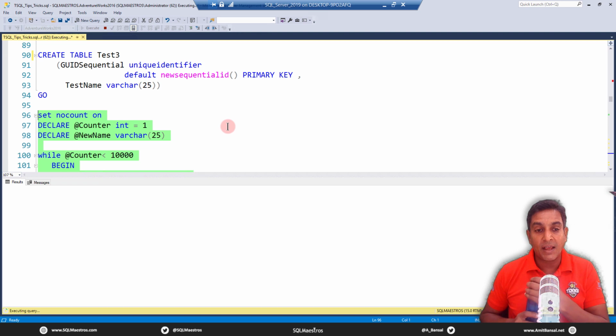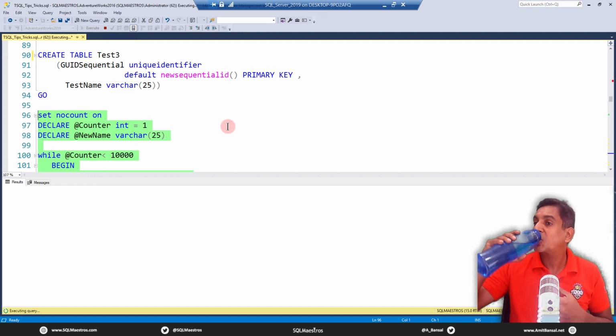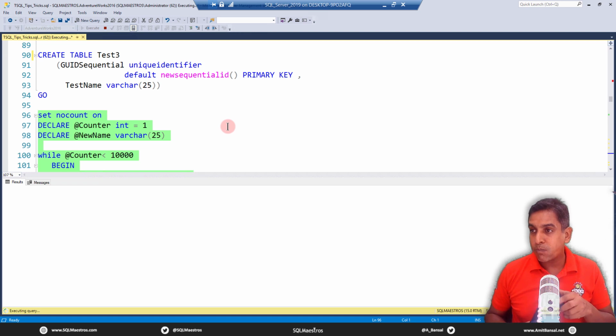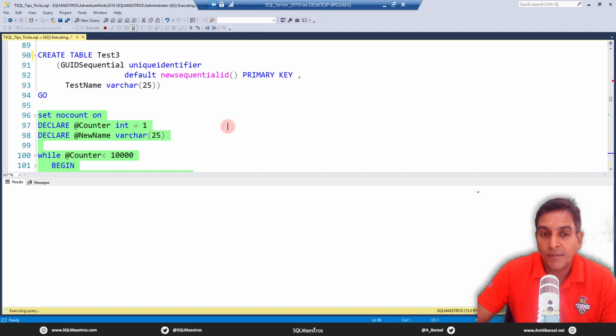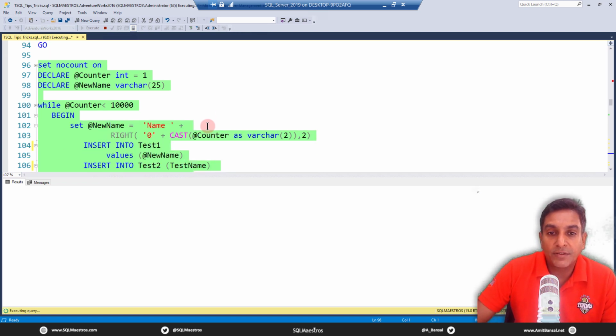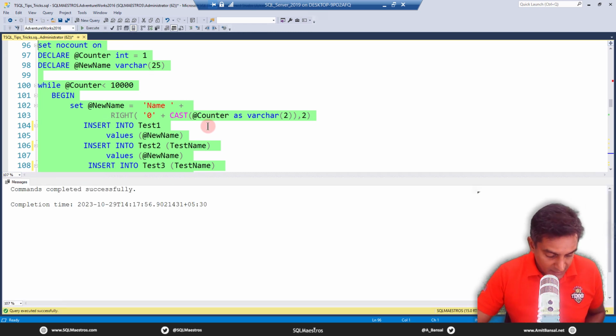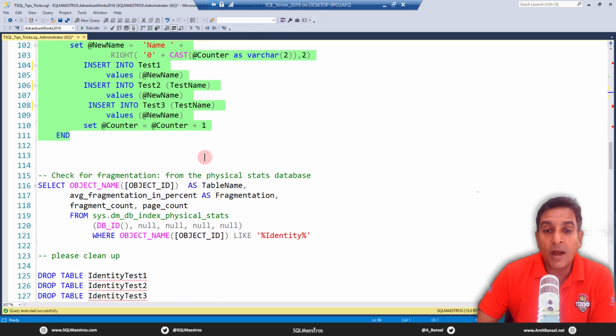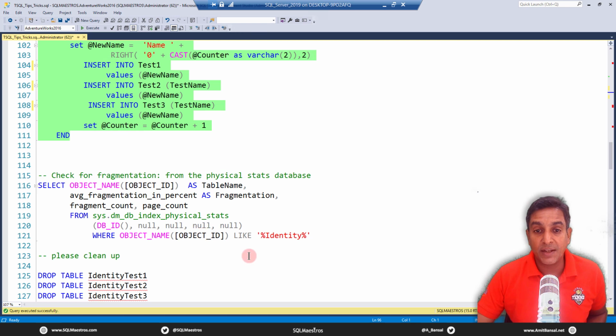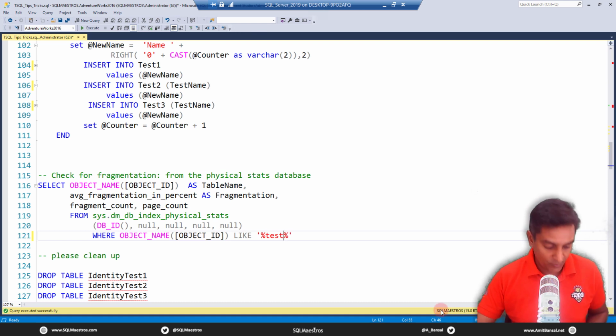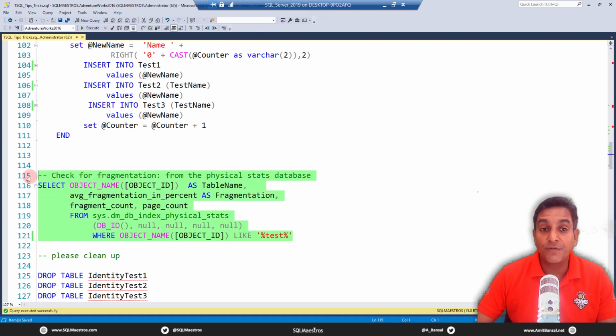While the insert is happening, I'll have a sip of water. Okay, so the inserts are happening. All done. Commands completed successfully. Now we are going to check the fragmentation level. The object name I changed, so I'll just put test. Hopefully this should work. Let's go and check fragmentation for each of these tables.